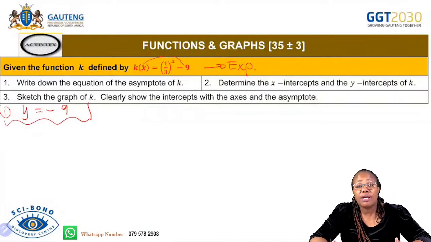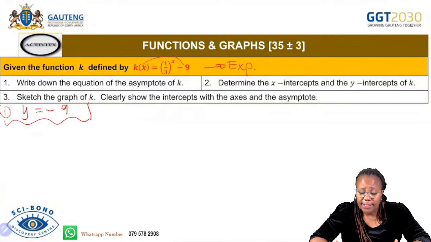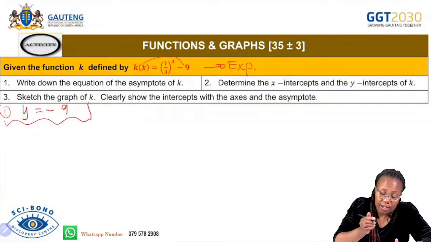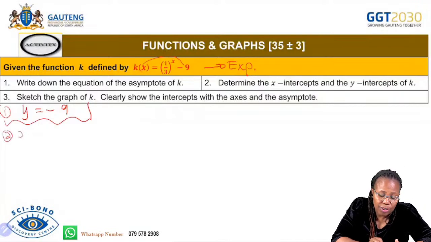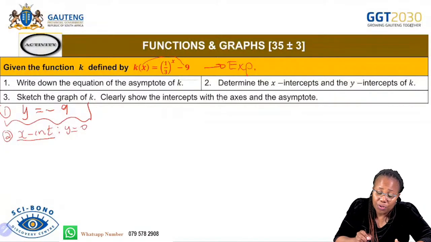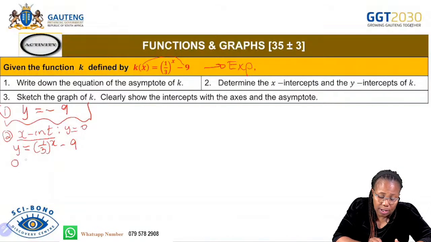And then question number 2, determine the x-intercept and the y-intercept of k. You know the method, grade 12. It doesn't change in all functions. When you are looking at the x-intercept, you let y equals to 0. So we are going to take that equation. Remember, k at x represents the y for this function, 1/3 to the power x minus 9. And then we let y equal to 0 because we want x, 0.